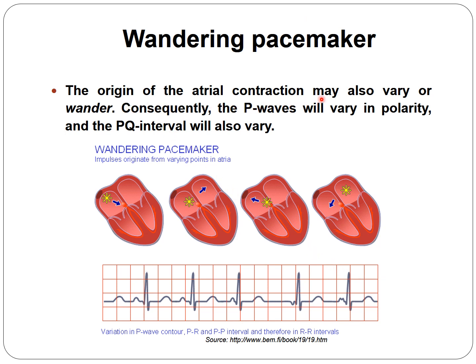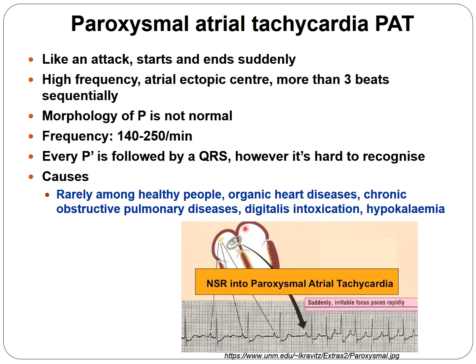Wandering pacemaker. The origin of the atrial contraction may also vary or wander. Consequently, the P waves will vary in polarity and the PP interval will also change. It looks like the P is originating from the sinus, then from another area of the atrium, goes to the AV node and goes back again. And because they are initiated in different areas of the atrium, the PR intervals are changing, and this is why the RR interval changes as well.